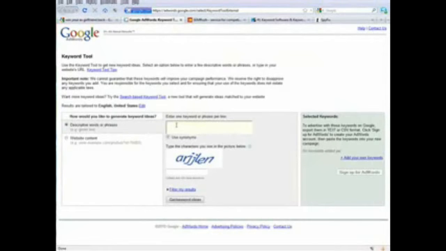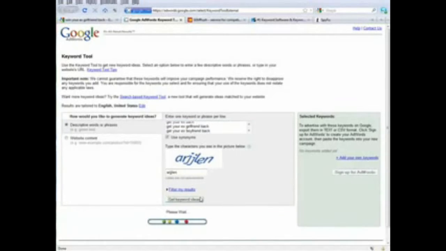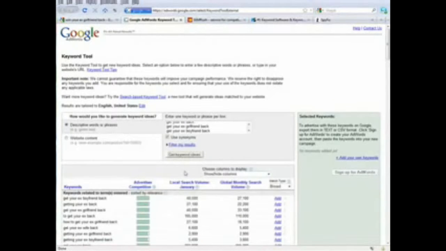What I want to do is type in about the top 3 to 5 different keywords. So: get your ex back, get your ex girlfriend back, get your ex boyfriend back. And let's just leave it at that. Okay, we've got to fill in the CAPTCHA. Click get keyword ideas.